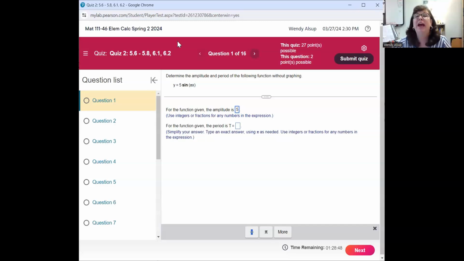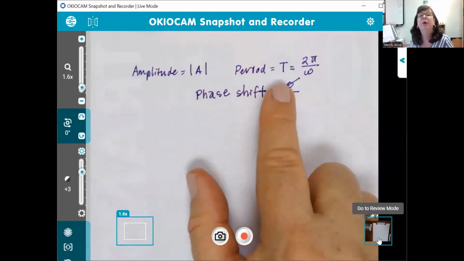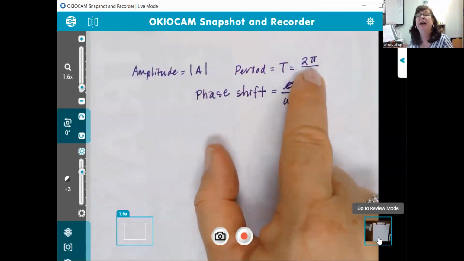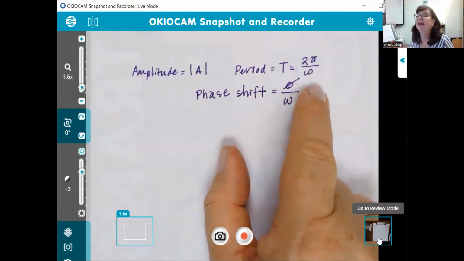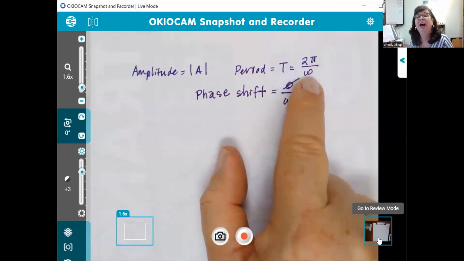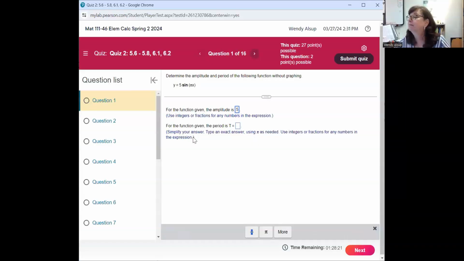So let me just switch it over here right quick so you can see these formulas I've written down. I suggest you, when you start your test, write out your 3 formulas quick. Here at period, it'll be 2 pi divided by the omega, which is the coefficient of the x. Our omega is pi, so we're going to have 2 pi over pi, which results in a period of 2.